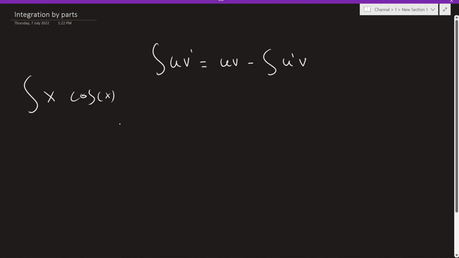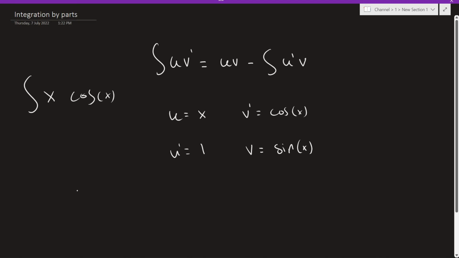So I will choose x. I usually choose the first one to be u and the second one to be v prime, but sometimes you have to switch. So u is equal to x and v prime is equal to cosine x. u prime, the derivative, is 1, while the integration of cosine is sine x.